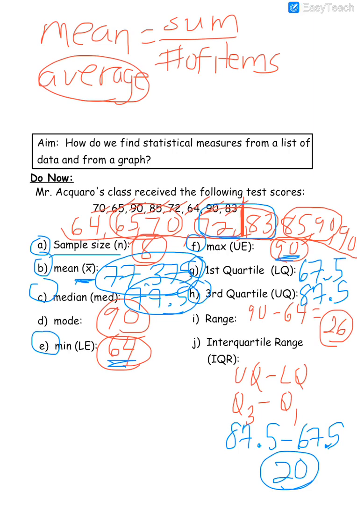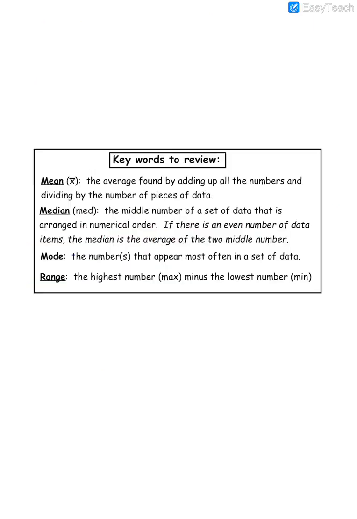Mode you should know is the most. You should know range is highest minus lowest. And then IQR, once you are given your Q3 or your upper quartile and your lower quartile, your Q1, you can subtract them and get your interquartile range or IQR. Okay, so that's a lot of review from 7th grade. I hope you know that, but the new concept here is that your calculator does a lot for you.